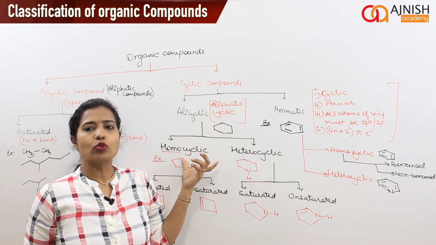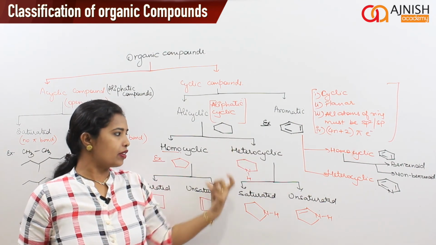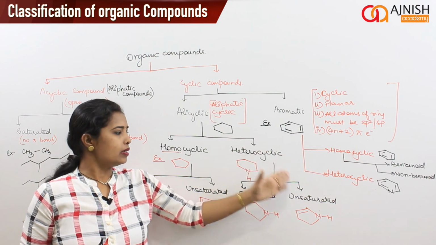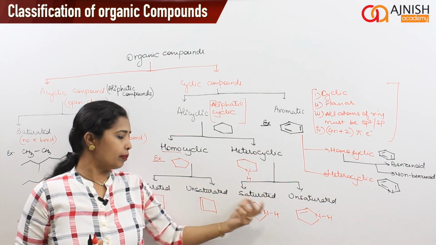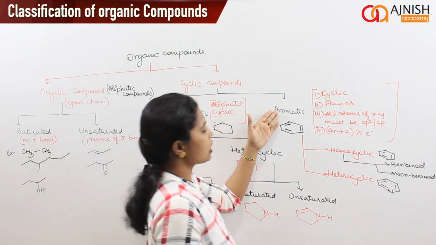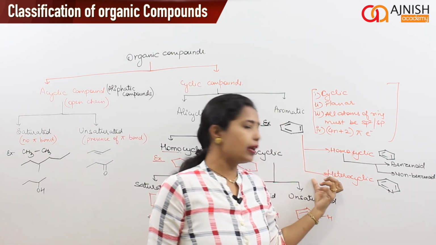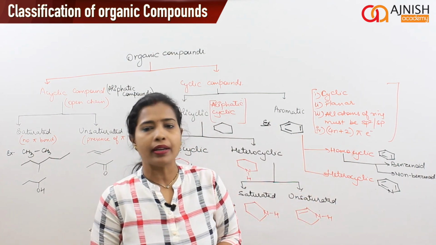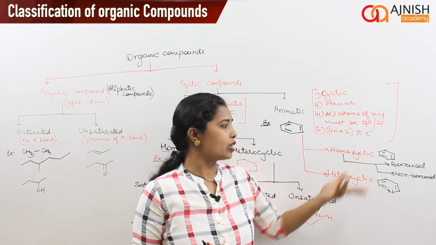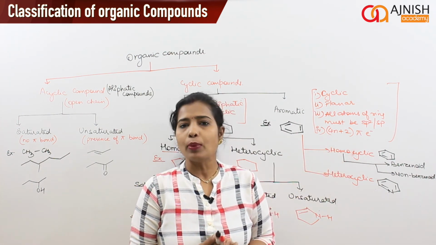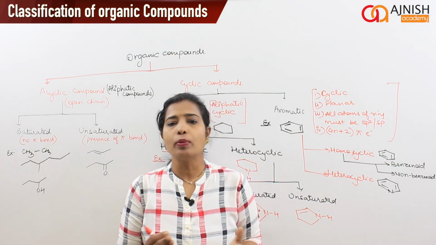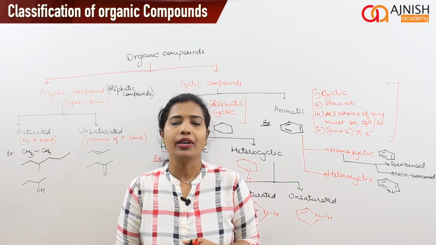Alicyclic compounds are of two types, homocyclic and heterocyclic, and they are further divided as saturated homocyclic, unsaturated homocyclic, saturated heterocyclic and unsaturated heterocyclic, depending on the pi bonds being present or absent. Aromatic compounds are classified as homocyclic and heterocyclic. If any heteroatom is present in the aromatic ring, it is heterocyclic. If there is no heteroatom, it is homocyclic, and homocyclic is further classified as benzenoid or non-benzenoid. If a benzene ring is present, it is a benzenoid aromatic compound. If no benzene ring is present, it is a non-benzenoid compound.